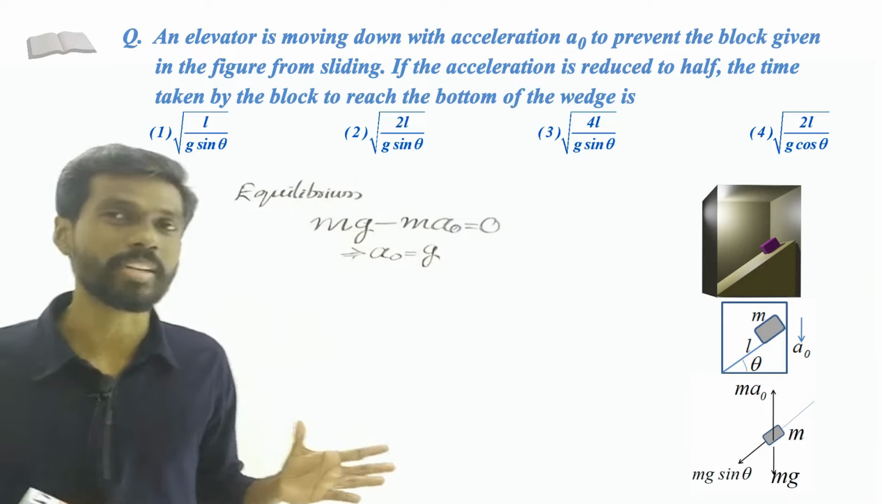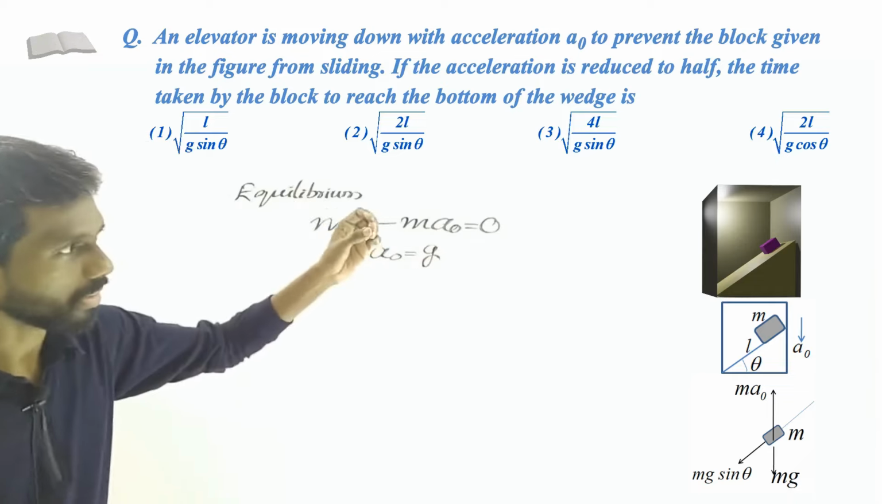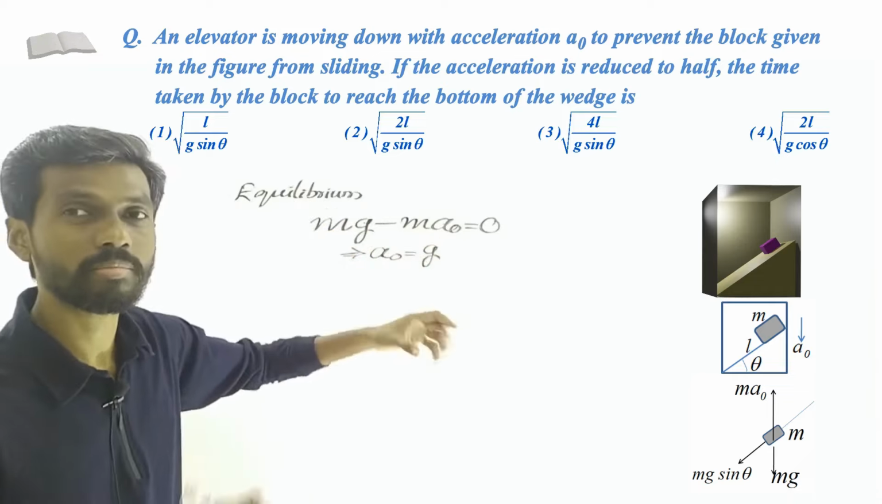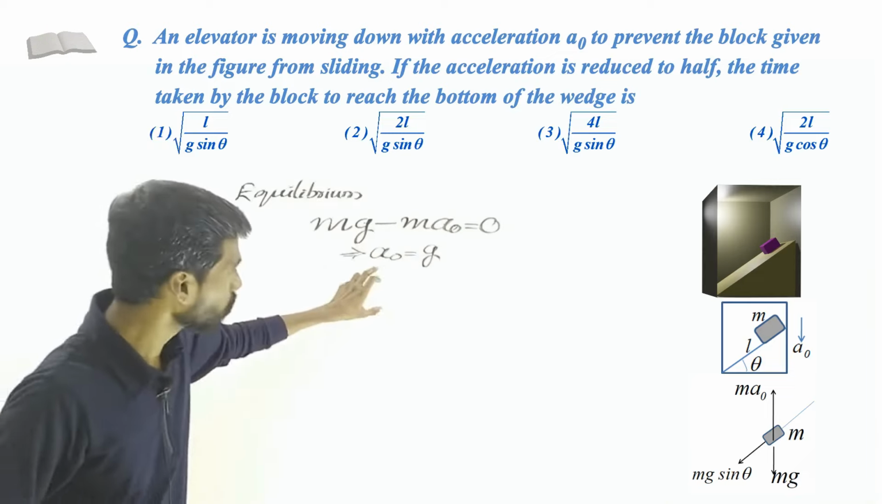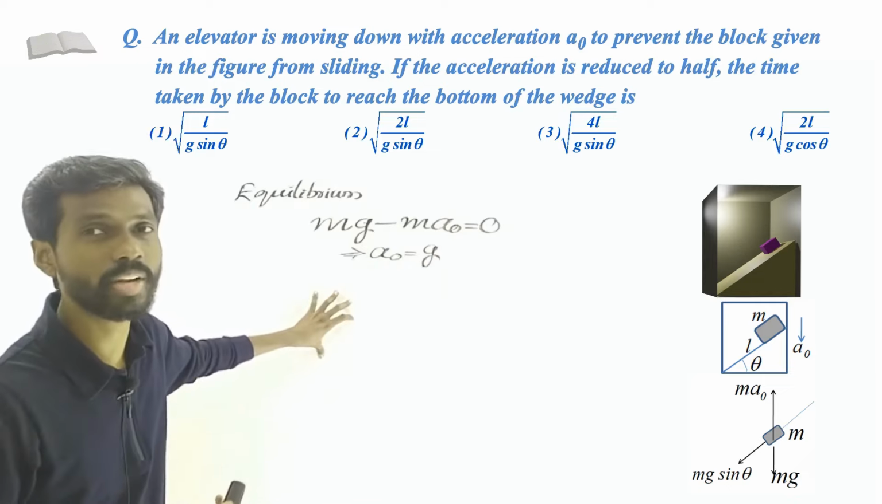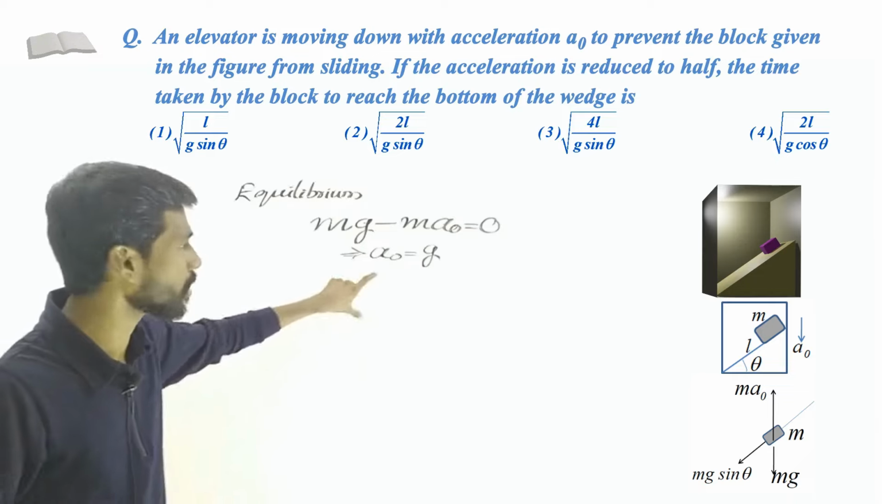That is very obvious, right? If the elevator is moving down with the same acceleration, that object already has the downward gravitational force. So these two forces balance each other. With the same acceleration as the acceleration due to gravity, this object looks as if it is not moving. Okay, yes, now that is done.